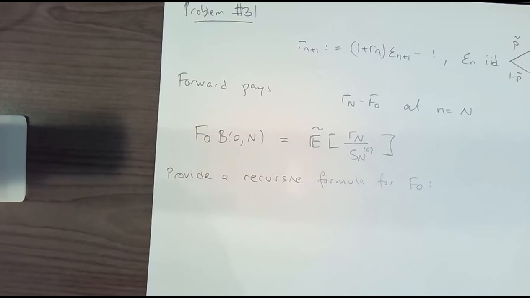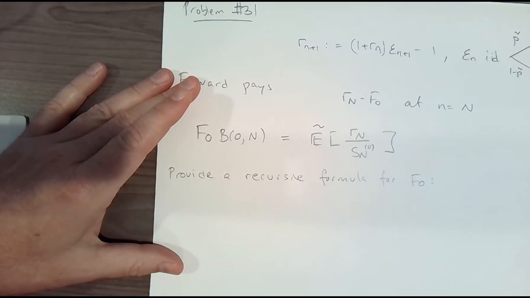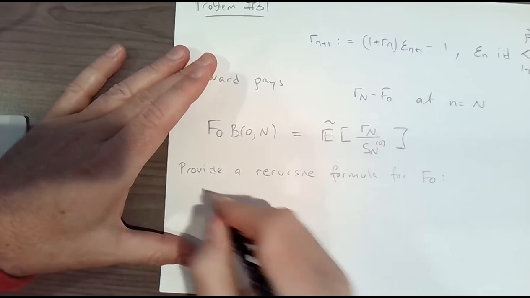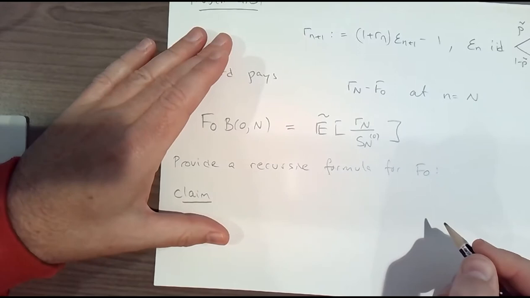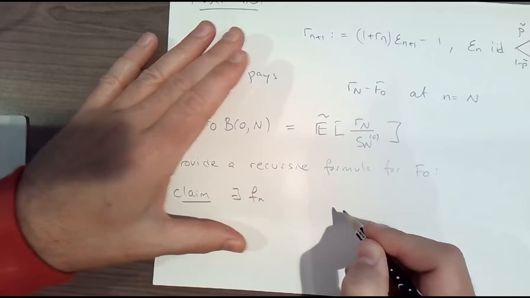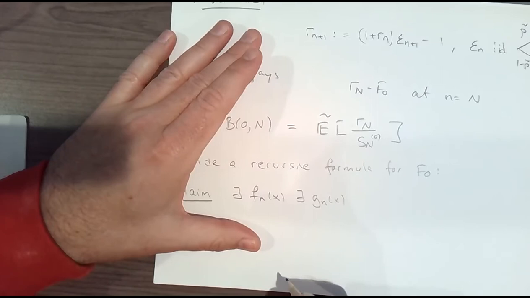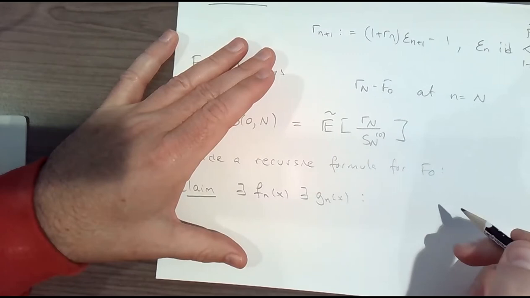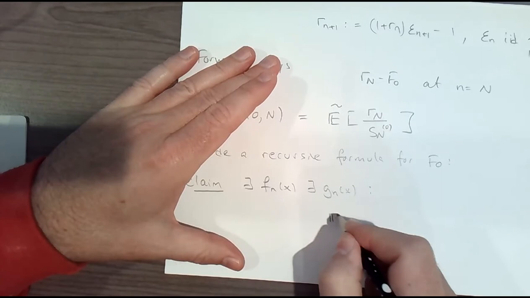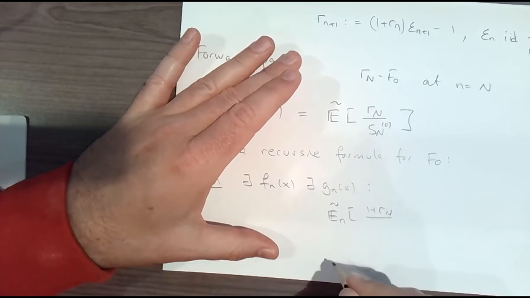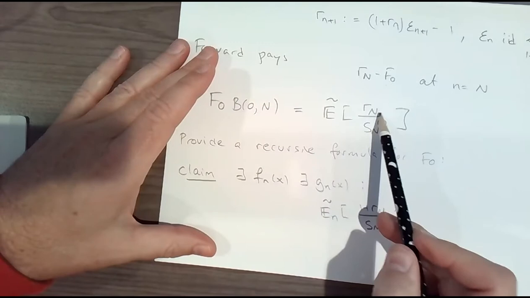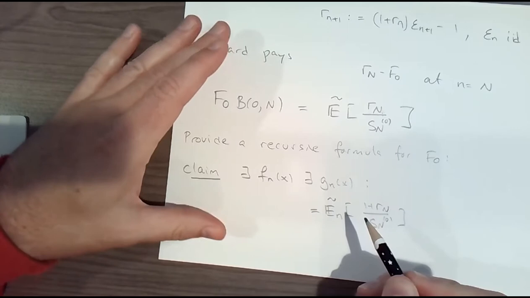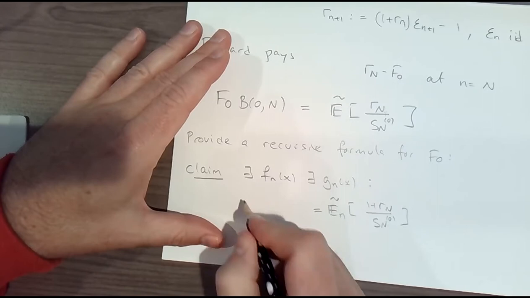Okay, so how are we going to do this? The claim is that there exists Fn of x, and there exists Gn of x, such that when I compute conditional expectations of En tilde of 1 plus R capital N divided by S capital N 0. Right, so I'm trying to get at this one here. So we have Rn and have Sn 0 here. I'm claiming that when you compute this conditional expectation, you're going to get something that is Fn measurable.